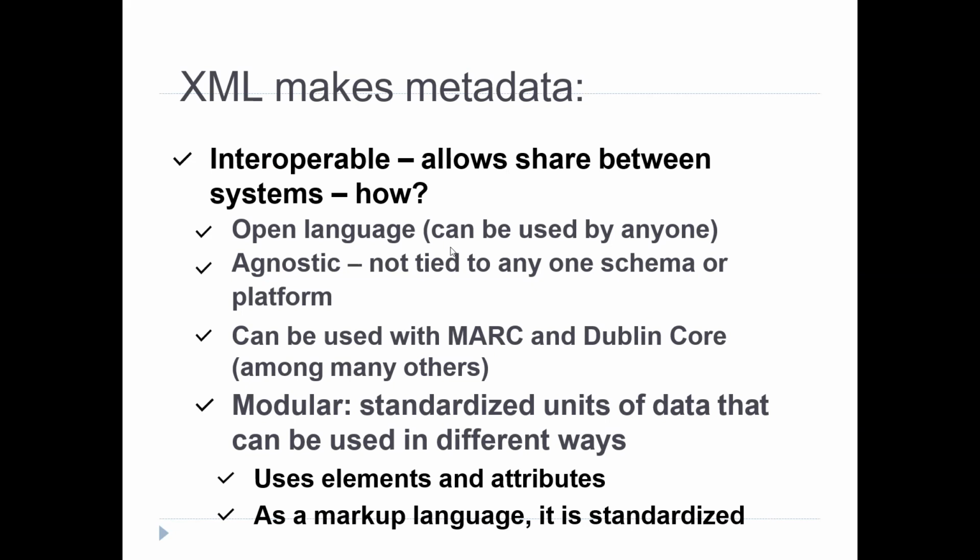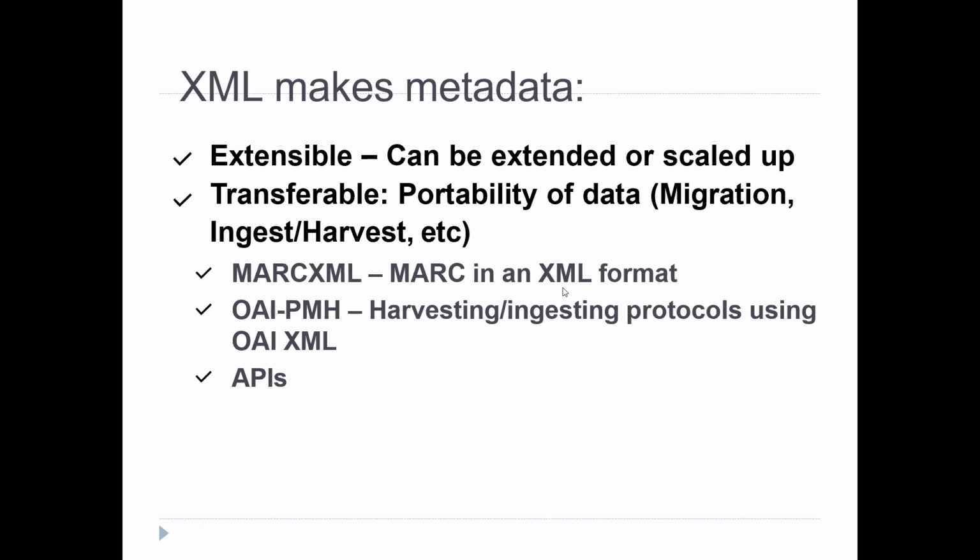XML is used in authentication. So when our name information is sent forward, that's typically going in an XML. So XML is just everywhere. It's just everywhere. And it is modular. So it's modular and standardized units of data. We already talked about how things can be extensible. XML is the same way.